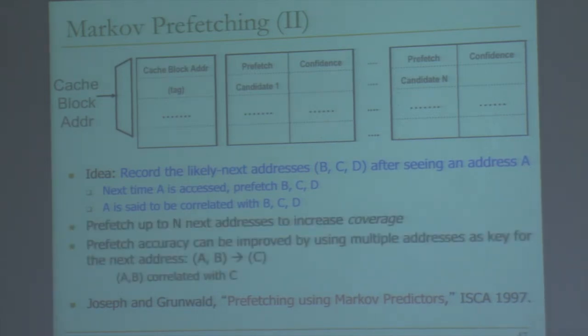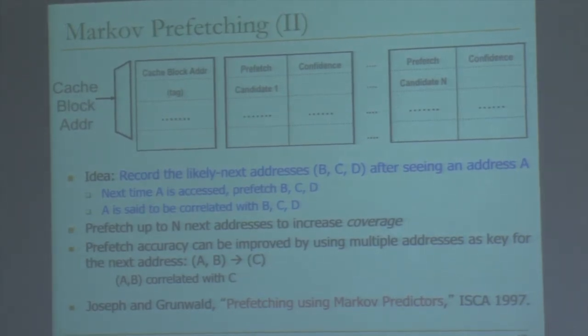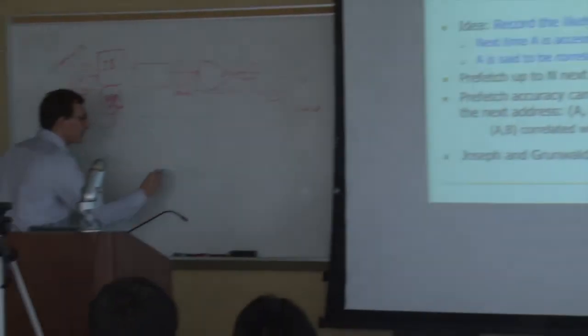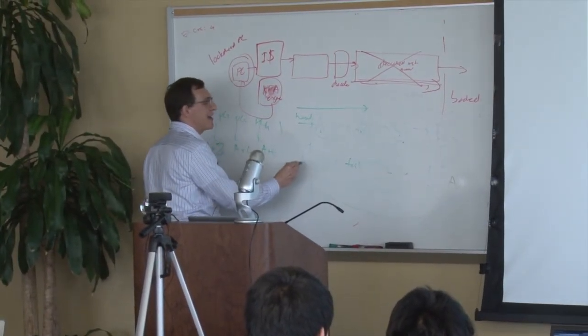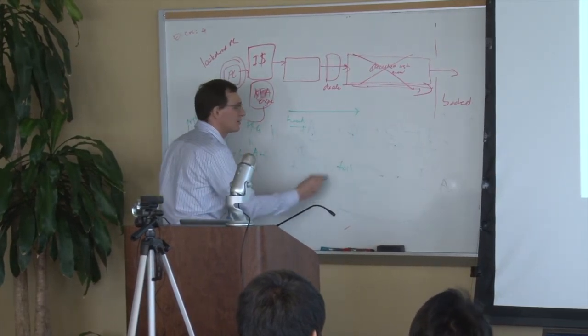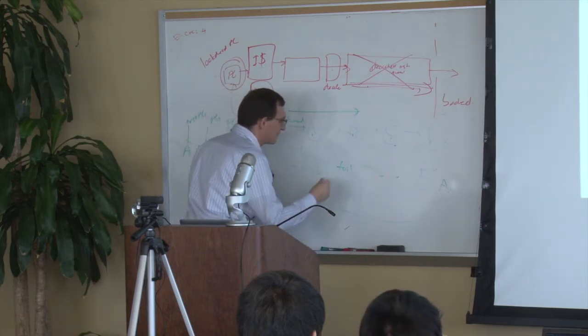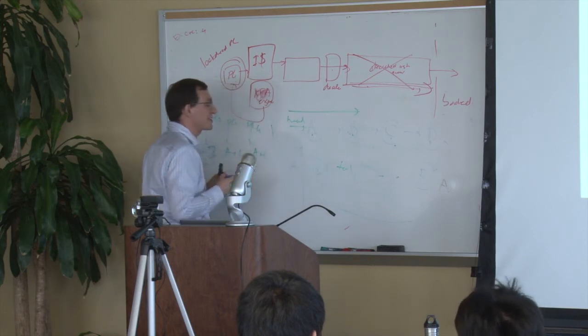Okay? So there are other ways of doing this, actually. This is just one idea. But let me actually finish this first. You can actually improve prefetch accuracy by using multiple addresses as a key for the next address. What we're really doing here is we're using the current access, A, as a key for the next access. This is my current address that I'm accessing, A. In the past, I've seen B follow A, so I'm going to prefetch B. In the past, I've also seen C follow A, so I'm going to prefetch that. In the past, I've also seen D follow A, so I'm going to prefetch that.